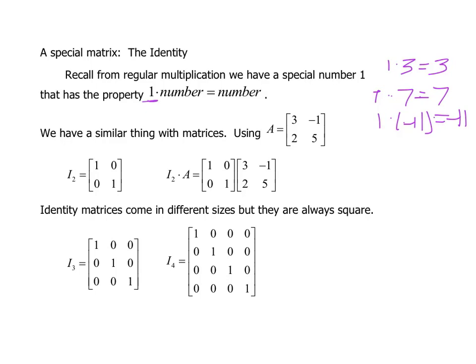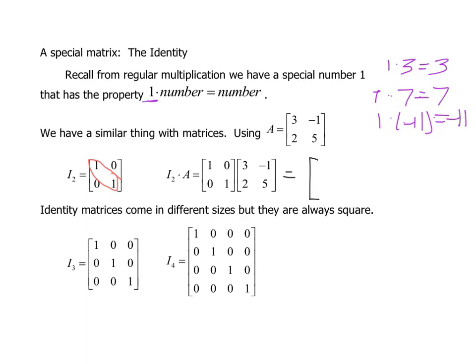We have a similar thing for matrices. If we have a matrix that has 1s on the diagonal, 0s everywhere else, should look familiar from when we were doing those row operations. That matrix is a special matrix, and when we take that matrix and multiply it by any other matrix where the multiplication works for the size of the matrix, we're going to end up with what we started with.